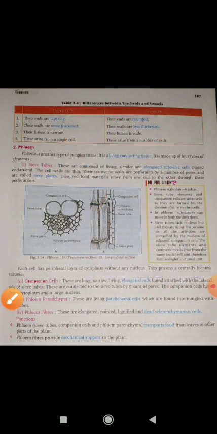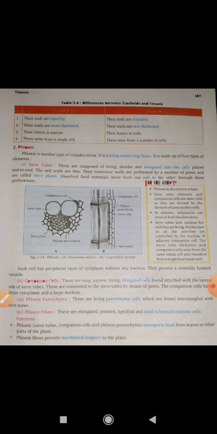I hope it's clear. Now we will go through the next tissue, phloem. Phloem is very important because it is a living conducting tissue. It is a complex living conducting tissue, and 4 types of elements are present in phloem. First is sieve tubes, second is companion cells, third is phloem parenchyma, and fourth is phloem fibers. One by one we will discuss these and try to understand all the points clearly. So first one is sieve tubes.